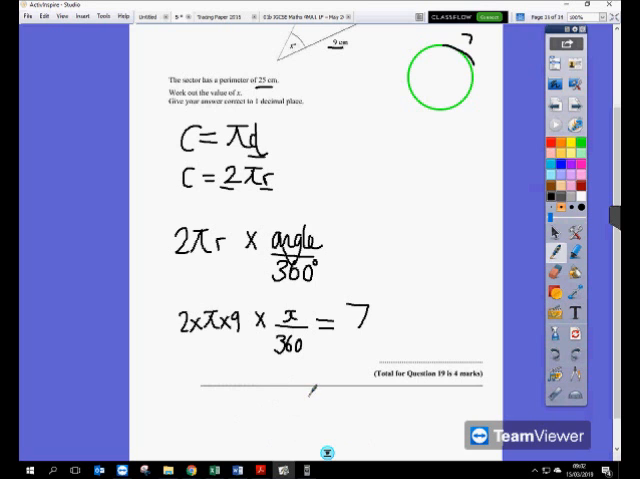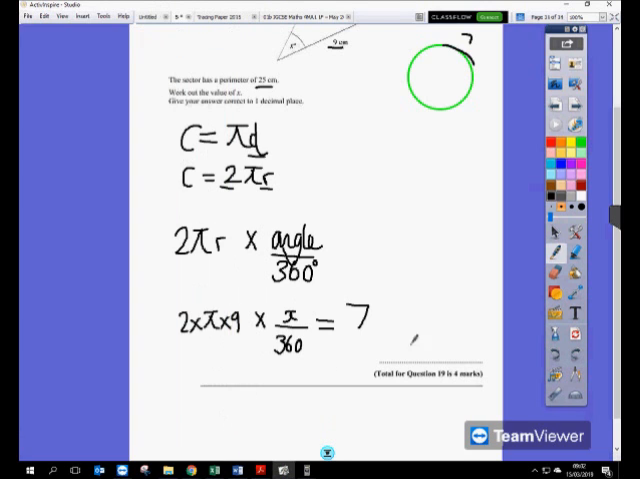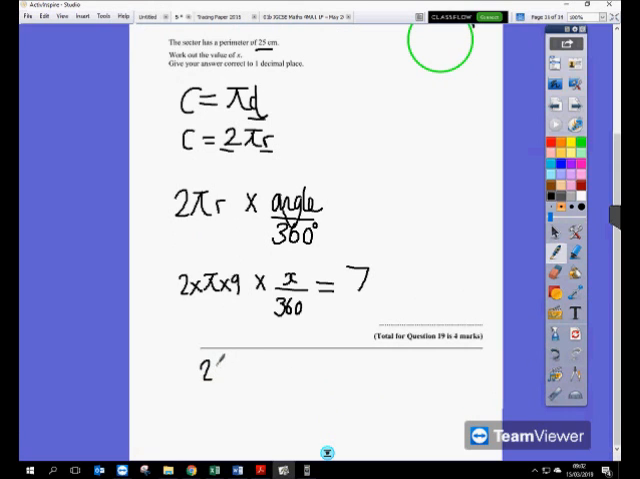There's many ways to do this. Okay, I can times 7 by 360 first of all. So 7 times 360 gives me 2,520. So I have 2 times pi times 9 times x is equal to 7 times 360, which is 2520. And then I can do a bit of shifting around. So 2520 over 2 times pi times 9. And this will give me the final answer.